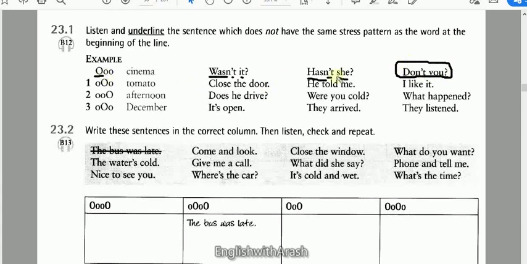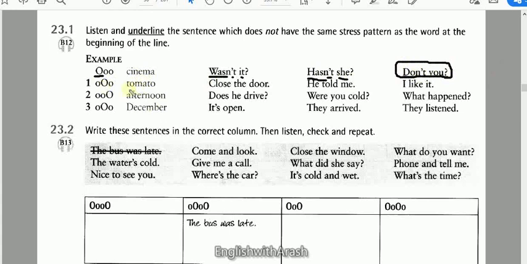Now these are all sentences, but the first part, they're all words. Okay? So the first one, cinema, wasn't he? Hasn't she? But don't you, it's not. It's just 2 syllables. Don't you. It's not even 3 syllables. So the first one had the answer already, so you could see the answer. Now let's move on to number 1.